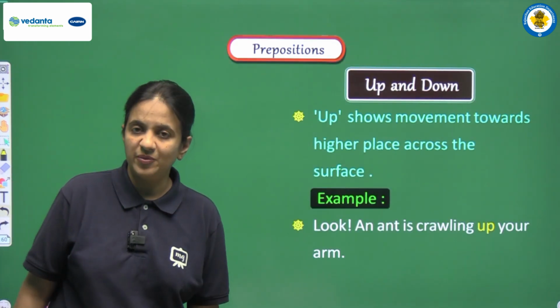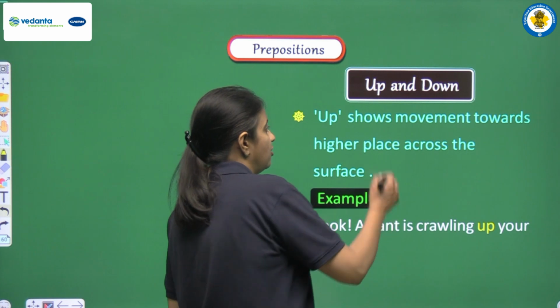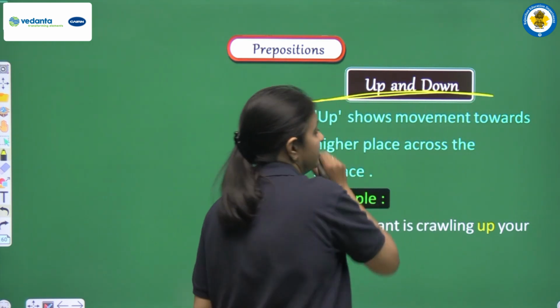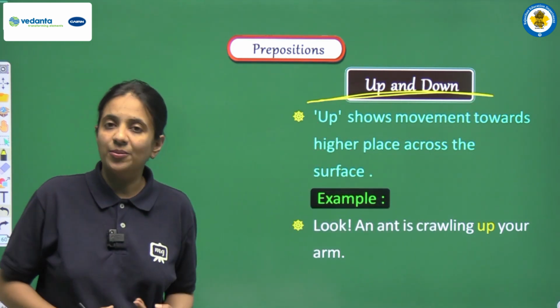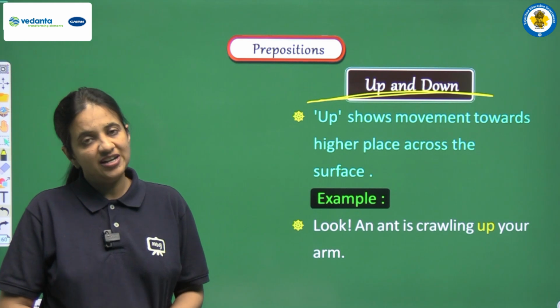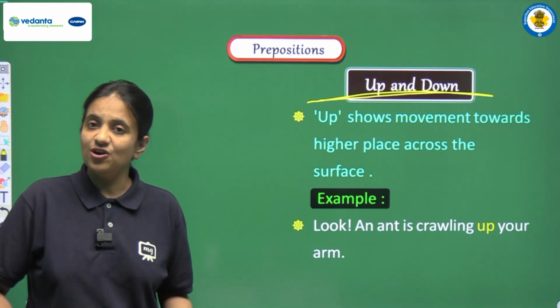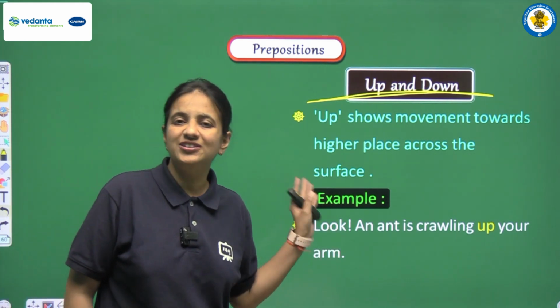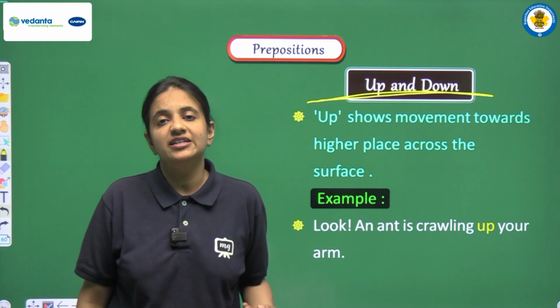Now new prepositions that we are having. So now we are having up and down. These are very common, very easy prepositions that we all use in our daily conversation. So now let's see what these prepositions mean and what their different uses are.